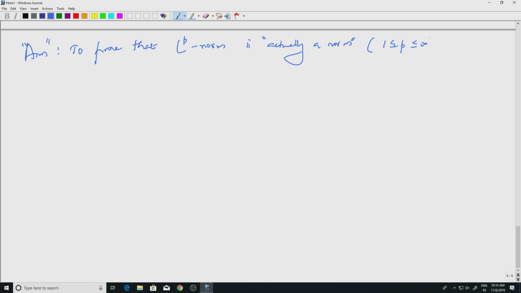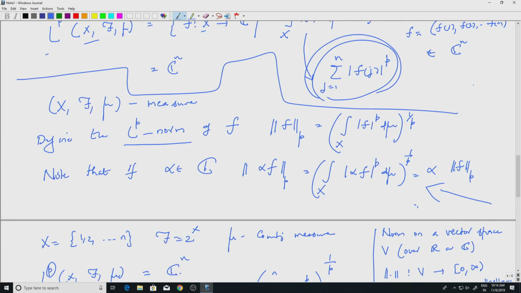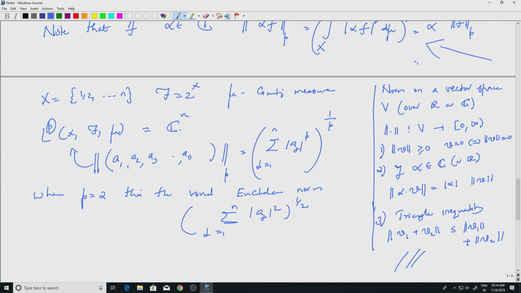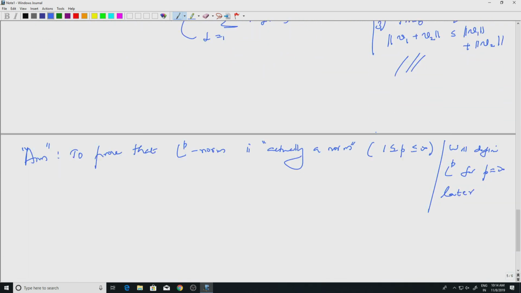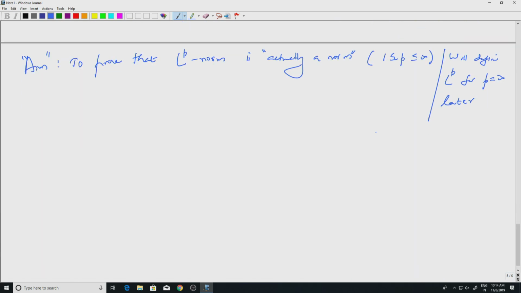So, p equal to infinity is included. I have to define L^p for p equal to infinity later. For p equal to infinity, there is a slight problem, because we are taking the power of f with respect to p, so p equal to infinity does not make sense. It has to be appropriately modified. I will motivate that and then define it. Okay, so let's do that first.